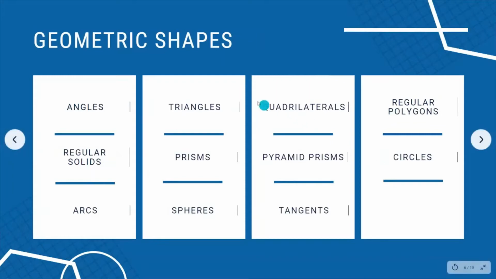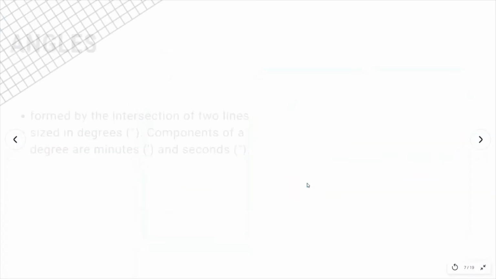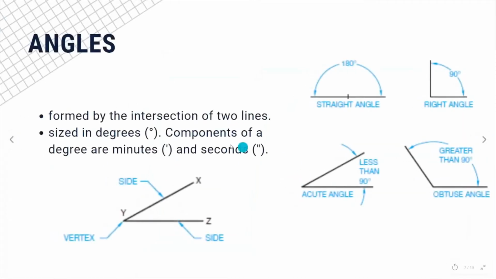Okay. So these are the basic geometric shapes nga atong i-discuss or atong i-review ani nga lesson. So first is the angles. So of course angles are formed by the intersection of two lines.